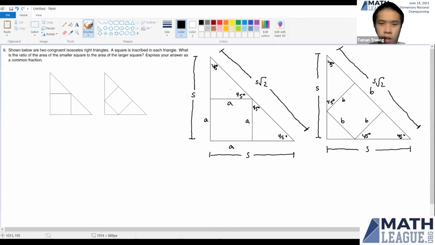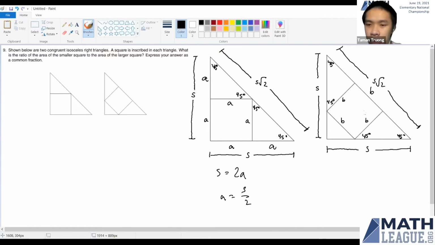Then if we investigate the first isosceles right triangle with the entire square of side length A, we see that this square splits this bigger isosceles right triangle into the square and two smaller right triangles. We realize that these right triangles are also isosceles because they have the same base angles of 45 degrees. So since one of the legs is A, shared by this side length of the square, this length is also A, and this length is also A. That means s equals 2A, and A equals s over 2. We'll save this value for later.